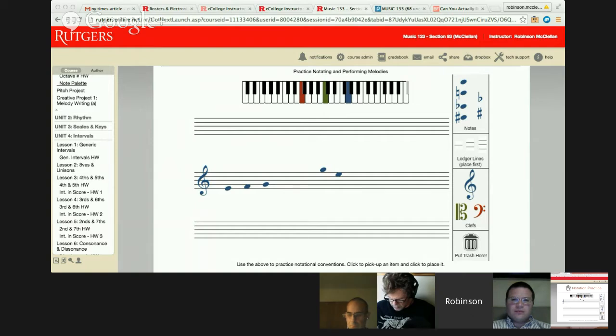And I know that 3 half steps is a minor third rather than a major third. A major third would have been 4 half steps, and I would have gotten 1, 2, 3, 4 to the G sharp. So my answer for this one would be minor third.